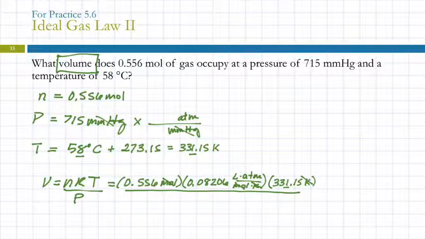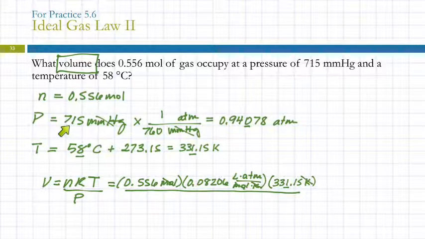So 1 atmosphere is how many millimeters of mercury? 760. That is an exact conversion, an exact relationship. So 715 divided by 760 is 0.94078 atmospheres. This number is a whole number, but it's not an exact number. This has 3 sig figs, and so my answer has 3 significant figures. To avoid rounding errors, I'm just going to carry 2 extra digits.